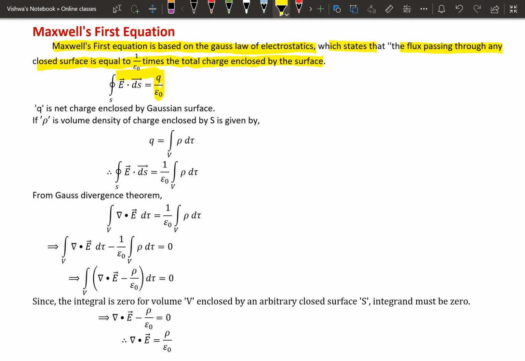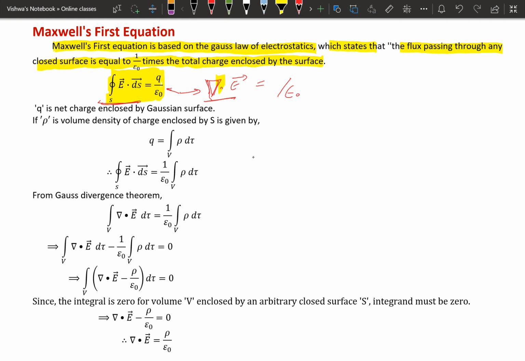Maxwell used this relation as a beginning to derive his first relation, that is, divergence of electric field is q by epsilon naught. So now we have to reach this relation by using the Gauss relation. The Gauss relation is in terms of a surface integral, but we have to convert this into the divergence of electric field. For that, we use several different steps.